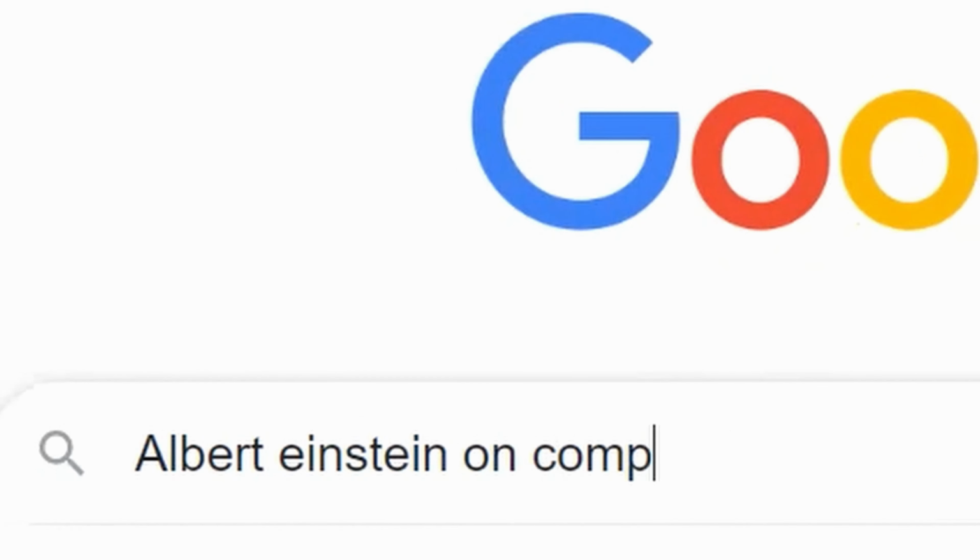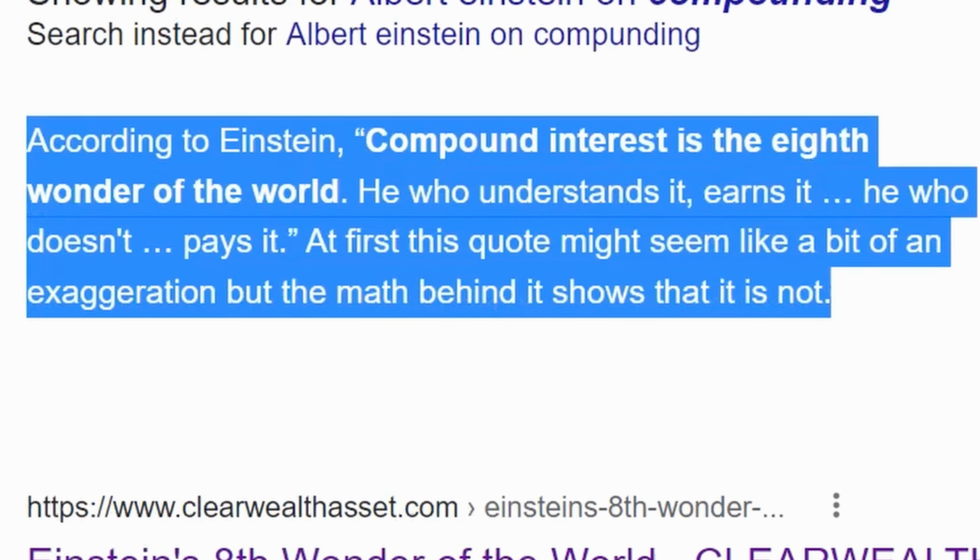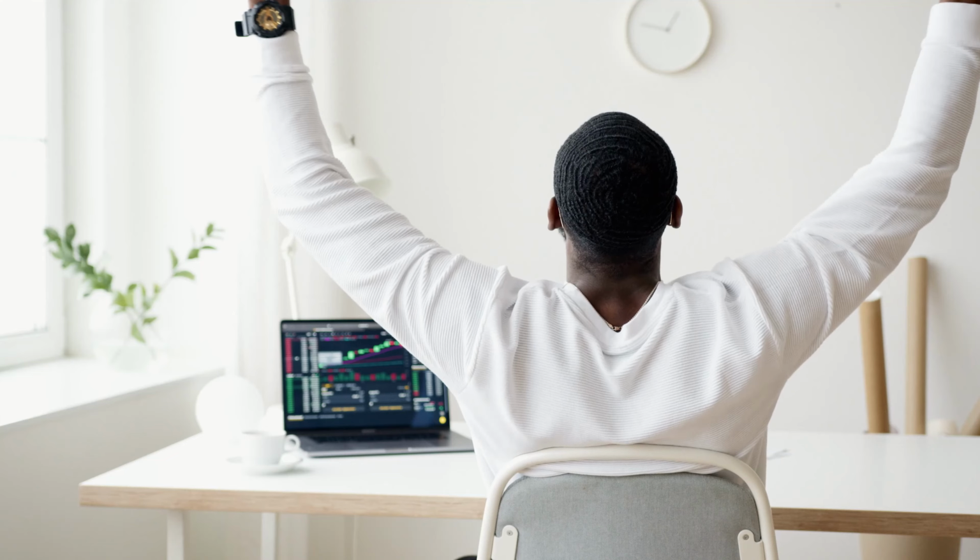Well, according to Mr. Albert Einstein, compounding is the 8th wonder of the world. He who understands it earns it, and he who doesn't pays it. Now, if you understand compounding, it is possible that you don't have to work for money, but money will work for you. So let's understand what is compounding. Well, compounding is basically that you're growing at a certain rate every year, and the base is always new.